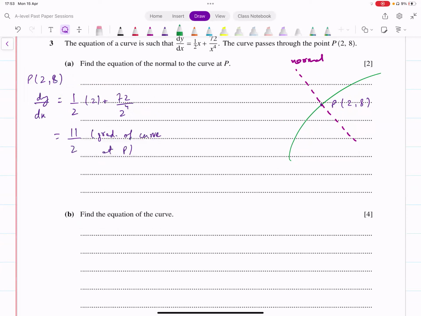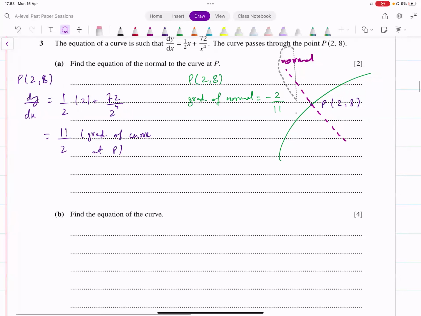So now what we have is a point, this is 2, 8. We have the gradient of normal, which is going to be negative reciprocal of this number. So change the sign, take reciprocal, that gives you minus 2 over 11. That's the gradient of the normal.